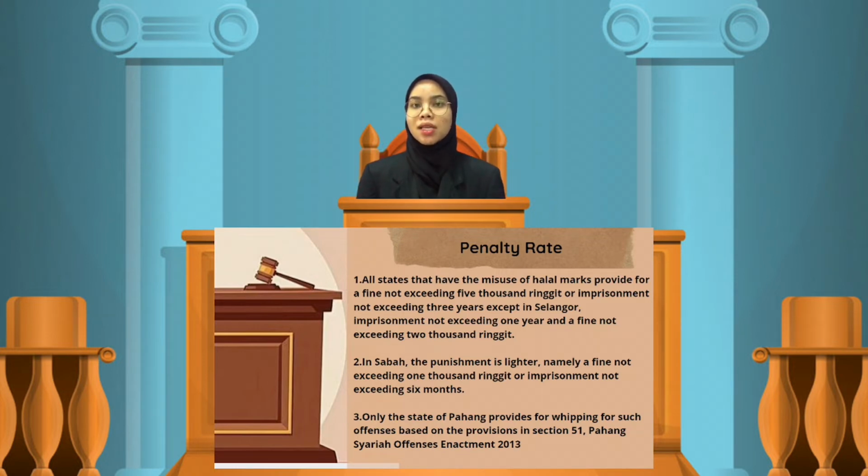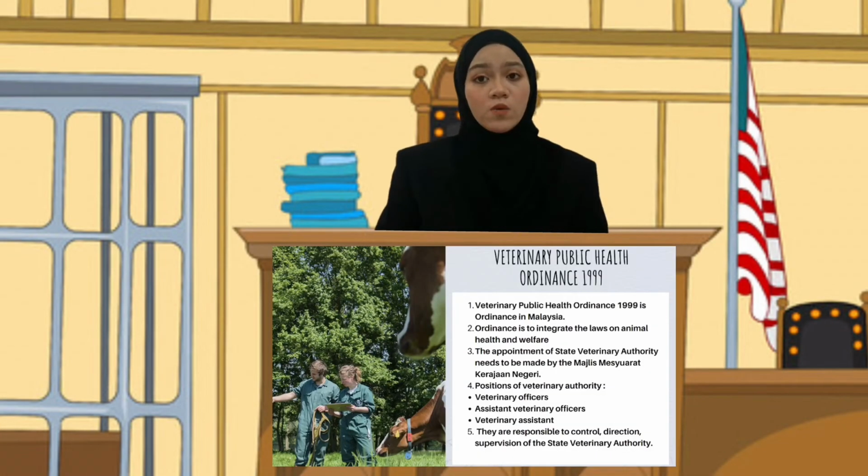In general, all states that have provisions for offences related to the issue of halal marks provide for a fine not exceeding 5,000 ringgit or imprisonment not exceeding 3 years, except in Selangor, imprisonment not exceeding 1 year and a fine not exceeding 2,000 ringgit. In Sabah, the punishment is lighter, namely a fine not exceeding 1,000 ringgit or imprisonment not exceeding 6 months. Only the state of Pahang provides for whipping for such offences, based on section 51 of the Pahang Sharia Offence Enactment 2013.